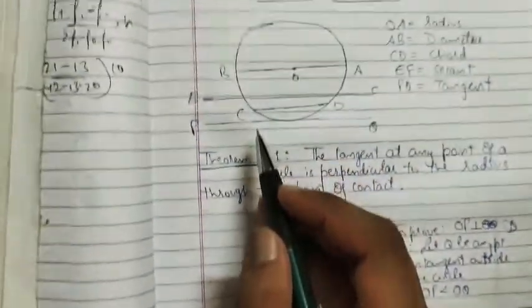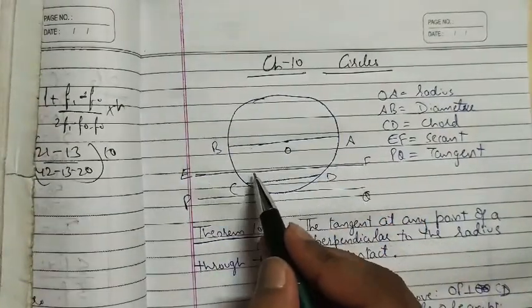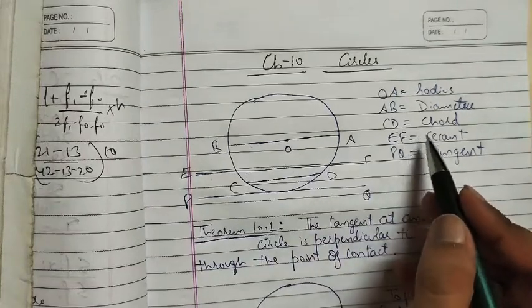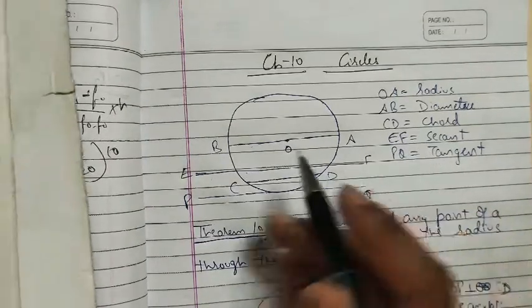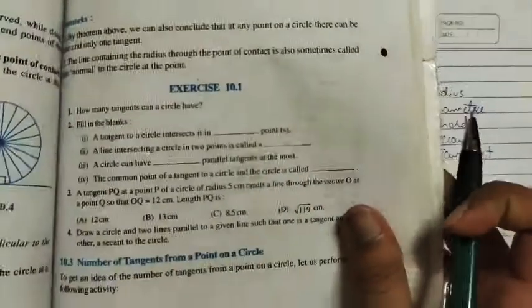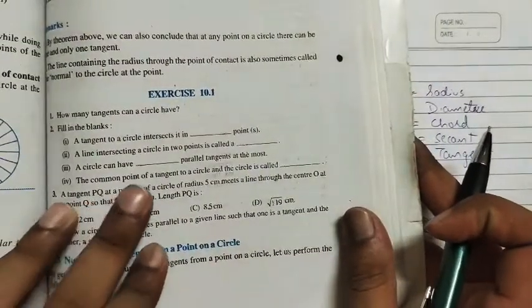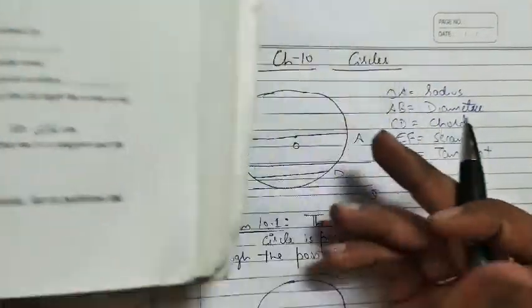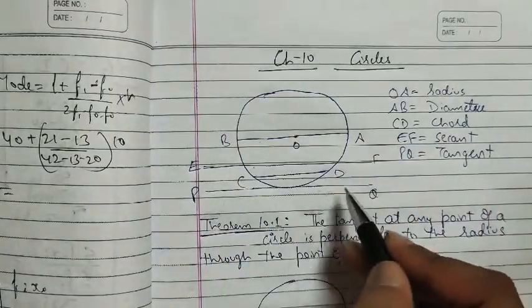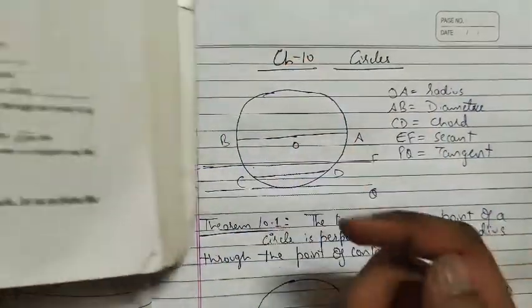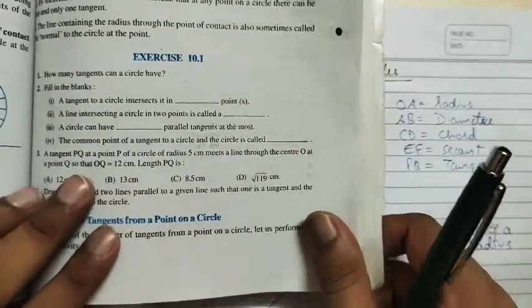A line intersecting a circle in 2 points is called a secant. EF is a secant, so secant is the answer. Next, a circle can have dash parallel tangents at most. How many parallel tangents can a circle have? 2. So 2 parallel tangents at most.